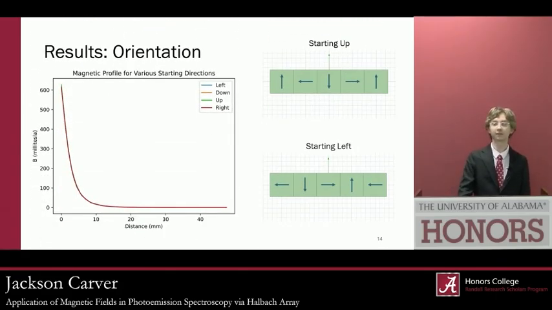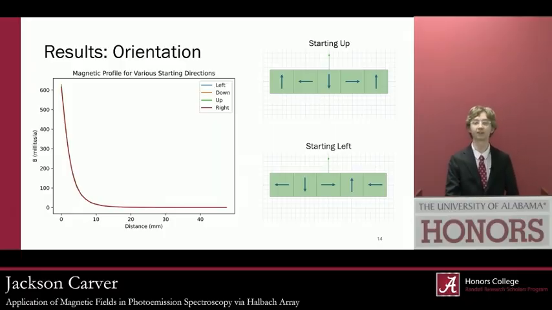Finally, we tested the effect of orientation on the magnetic field strength. Sensibly, this had no effect. The magnetic profiles for all 4 orientations are essentially identical. The fields created by a Halbach array depend on how each magnetic moment relates to the last, not on which magnet starts the sequence.